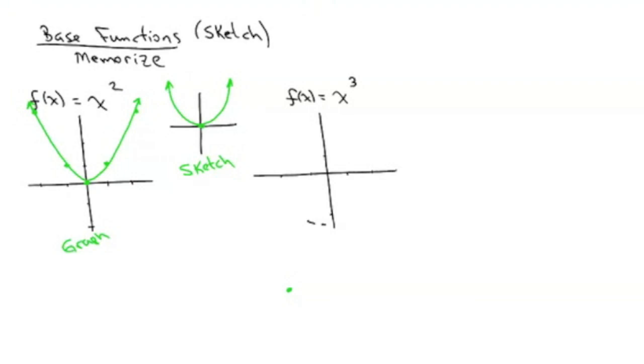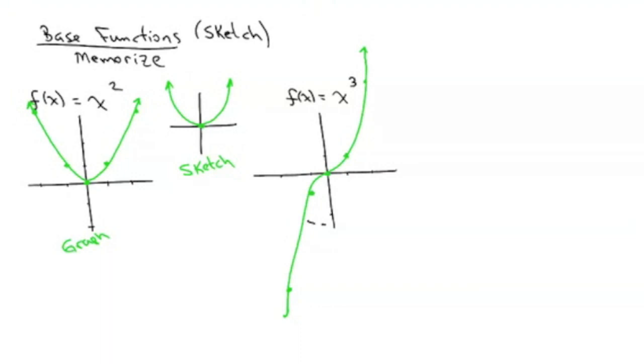If I plug in negative 1, negative 1 cubed is? Please don't say negative 3. It's going to be negative 1. Negative 1 times negative 1 times negative 1. 0? 0. 1? 1. 2? 8. Someplace way up here. So the graph of this looks something like that.